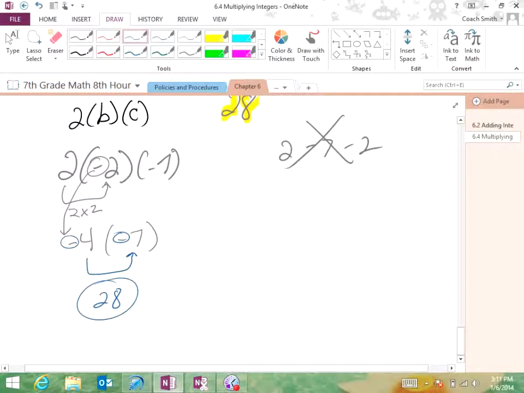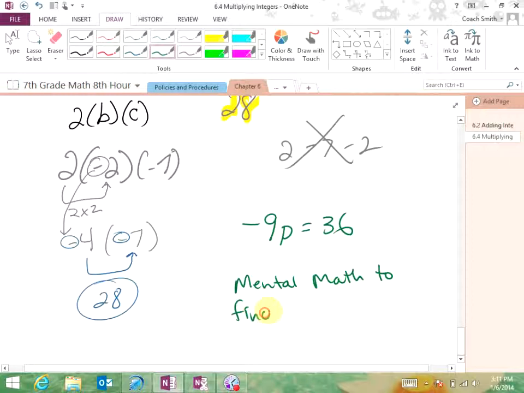Okay? Now, let's look at this. Negative 9 times P equals 36. We want to use mental math to find the value of the P.